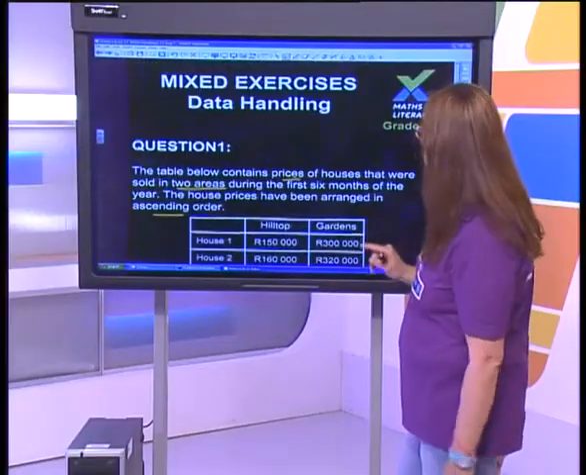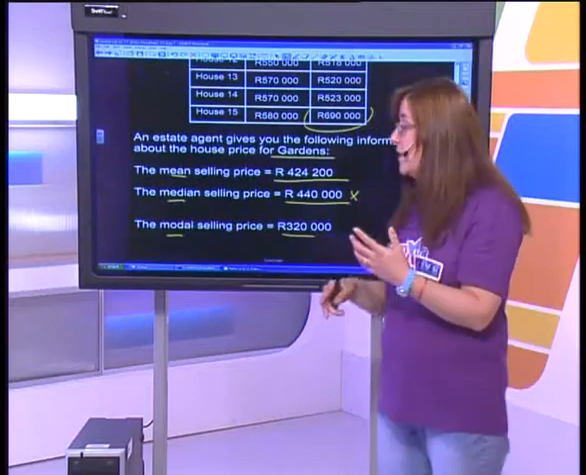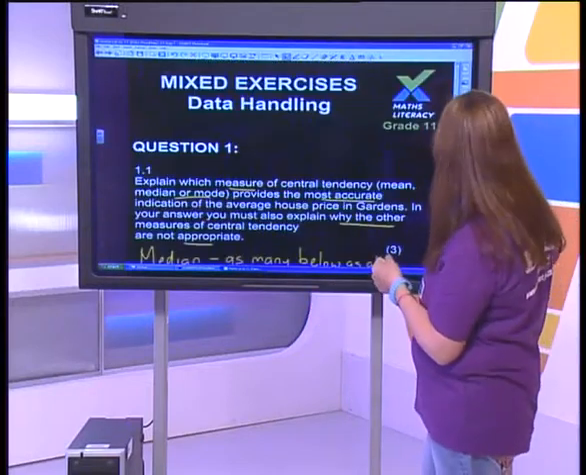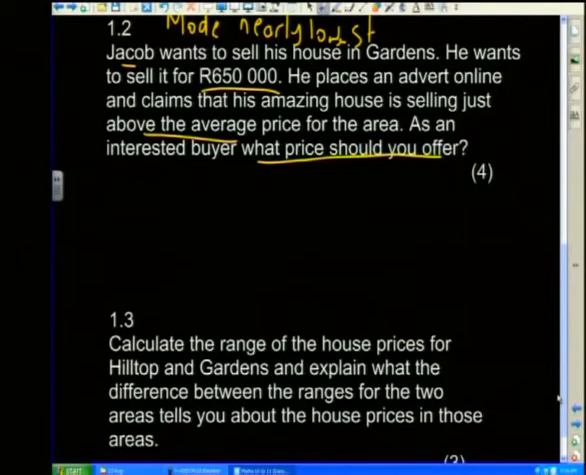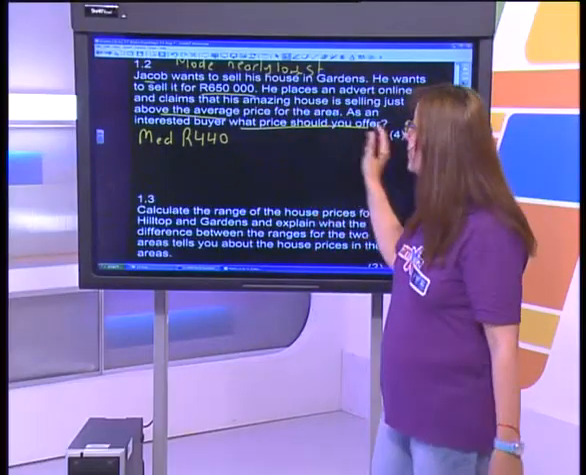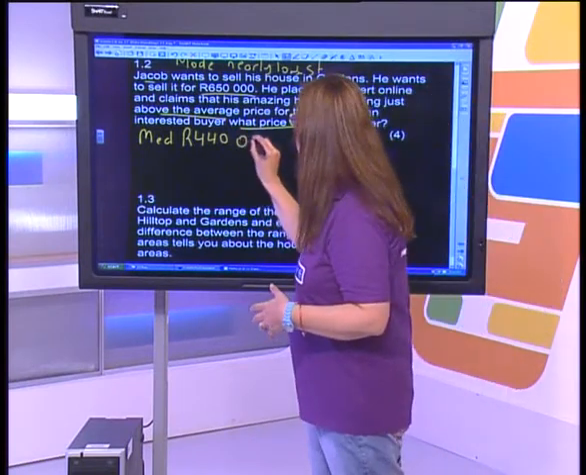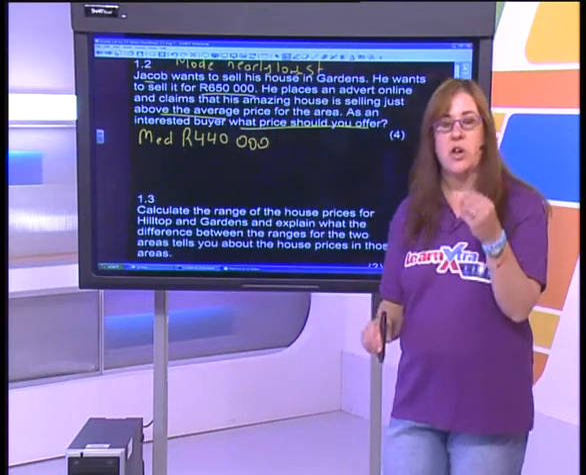Now, if we go back to our averages, we've decided that our median was probably the best to look at. Well, 440,000 Rand. And what did he want? 650. He said just above average. Well, clearly 650 is way more than the 440. So your median was actually 440. In fact, there was only one house that was more than 650. So as a person interested in the house, what should you offer? I would say offer closer to the 440,000, and definitely not as close as 650.